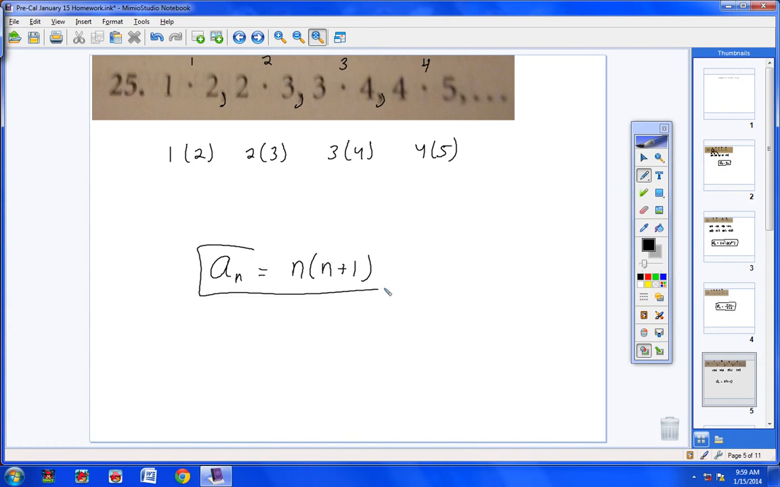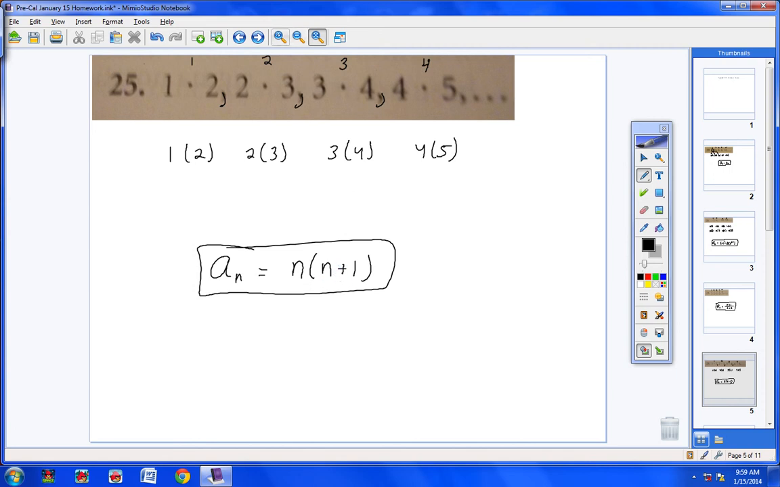There we go. Let's check and see if we're right. Put a 1 in and you will get 1 times 2, which is good. Put a 2 in, you'll get 2 times 3, which is good. Put a 3 in, you'll get 3 times 4, which is good. Put a 4 in, and you'll get 4 times 5, which is good. So this nth term works perfectly.